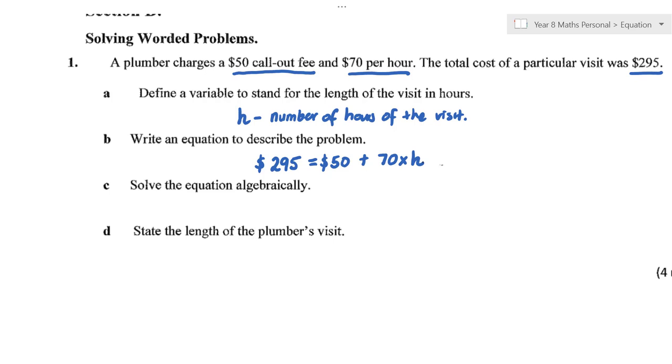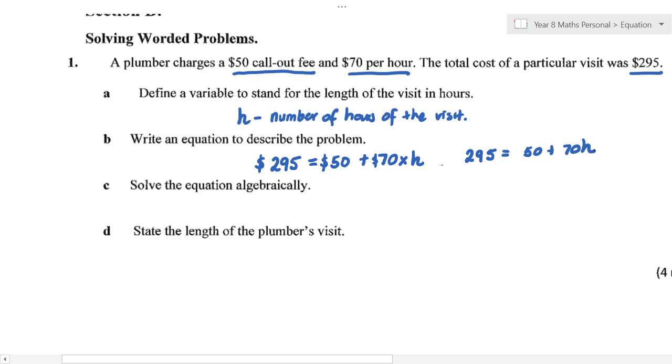Now, we're going to simplify this because we do know that this is in dollars, and this is in dollars as well. So I'm going to just forget about the dollar sign for now, and we're going to just simplify that a little bit. That's 295 is equal to 50 plus 70H. Okay, and that is our equation.